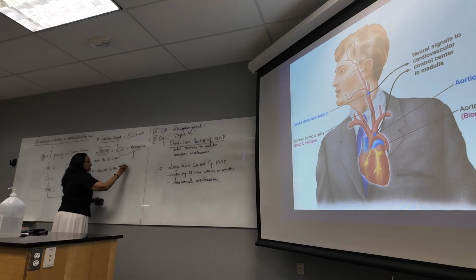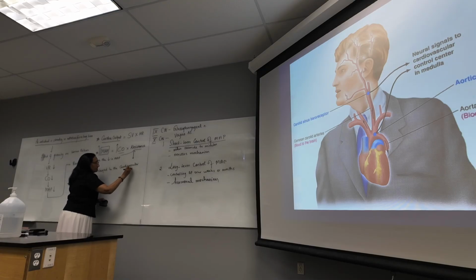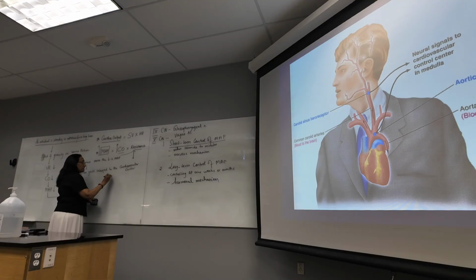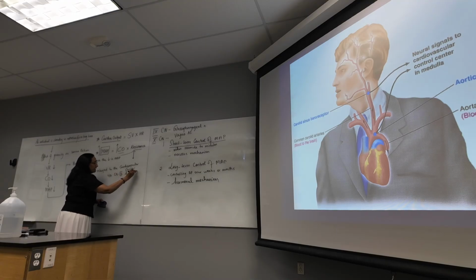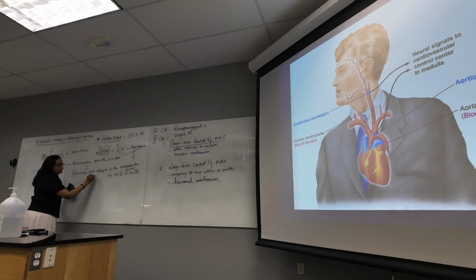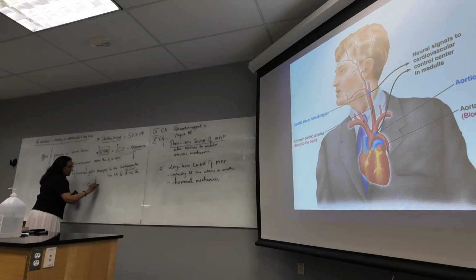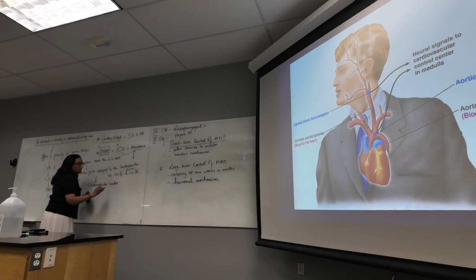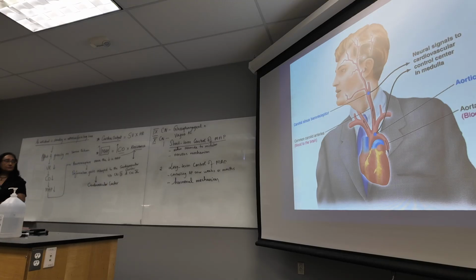Information gets relayed to the cardiovascular center via cranial nerve 9 and cranial nerve 10. Okay, it goes to the cardiovascular center. Now, the job of the cardiovascular center is to increase the mean arterial pressure back to normal.